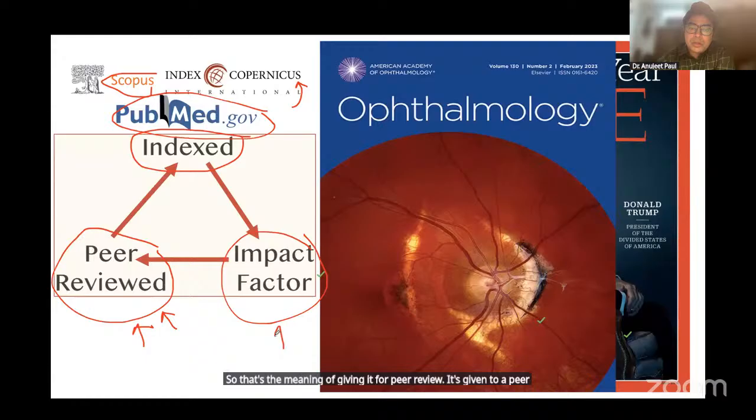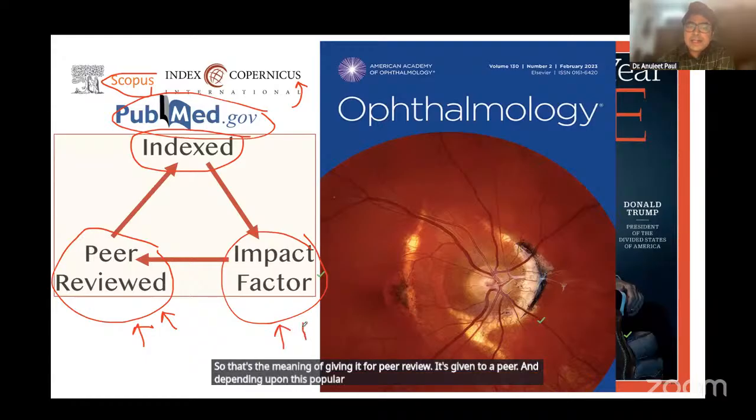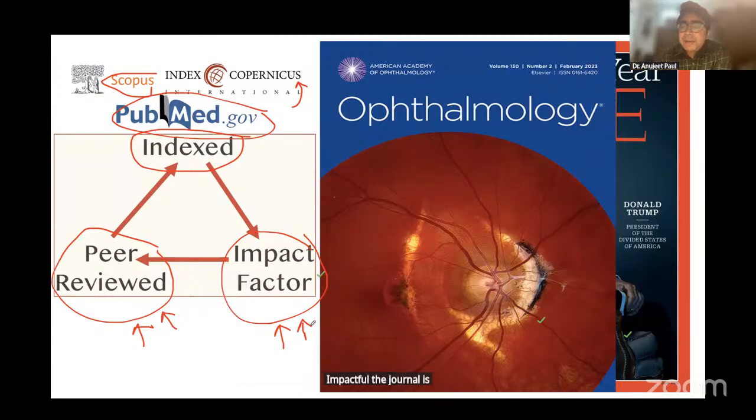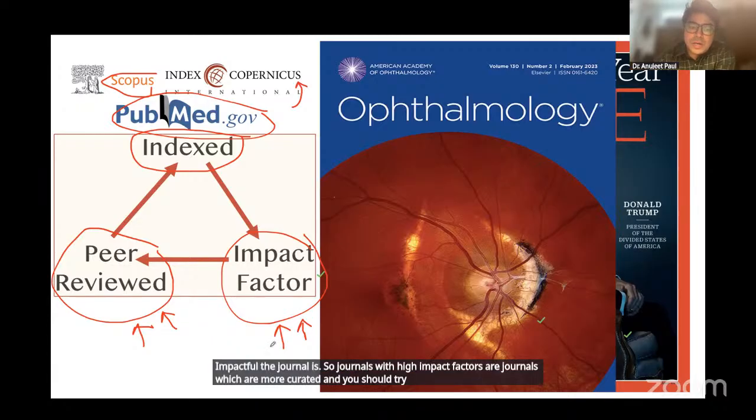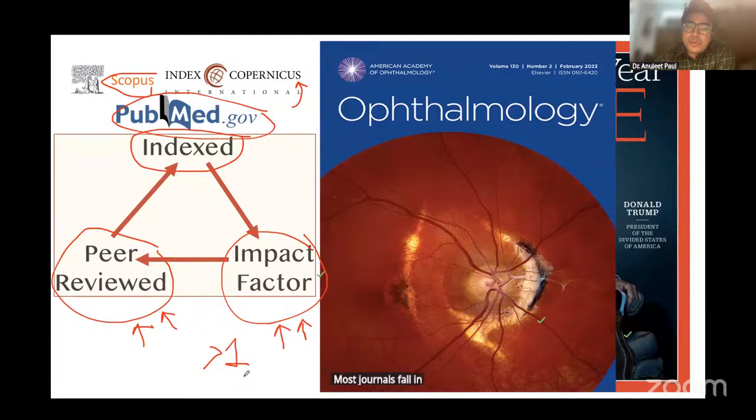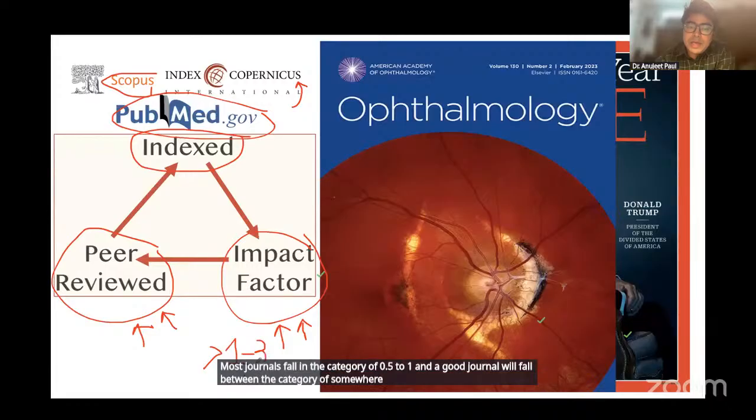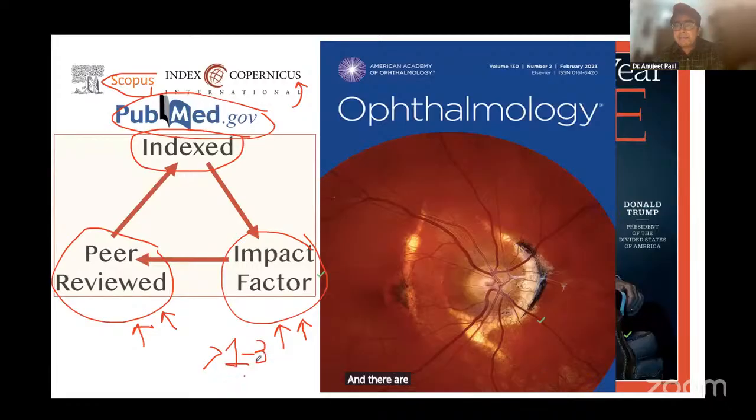And depending upon the popularity of the journal and its citations over the last few years, there's a calculation in which we can calculate the impact factor, as in how impactful the journal is. So journals with high impact factors are more coveted, and you should try to publish in those. So a good impact factor is any impact factor greater than 1. Most journals fall in the category of 0.5 to 1, and a good journal will fall somewhere between 1 to 3. And there are, of course, journals which have very high impact factors, for example, 18, 20, etc.